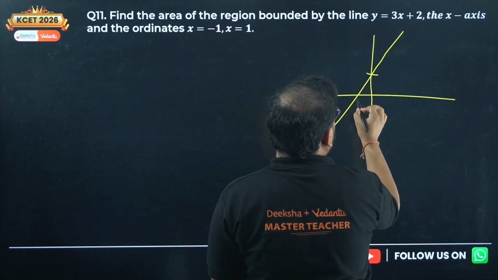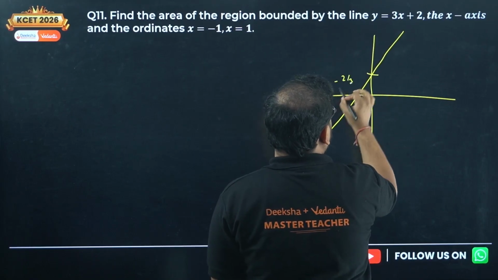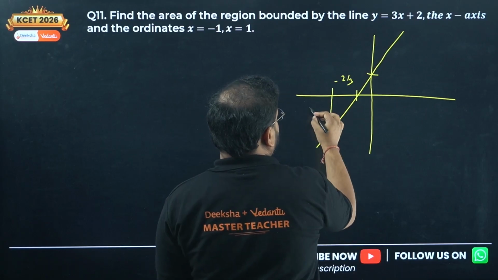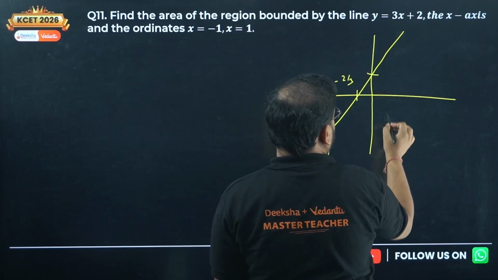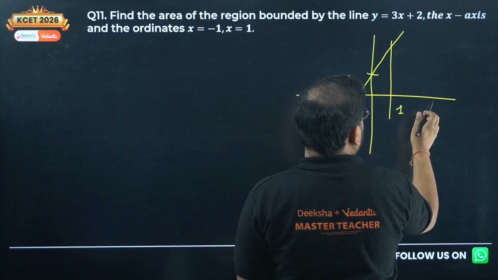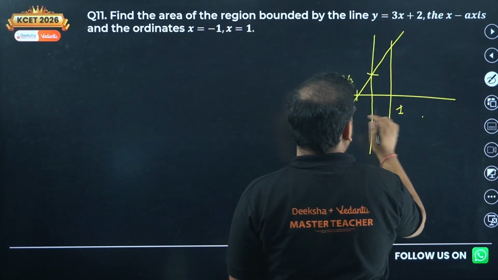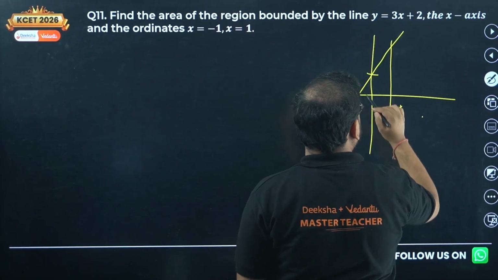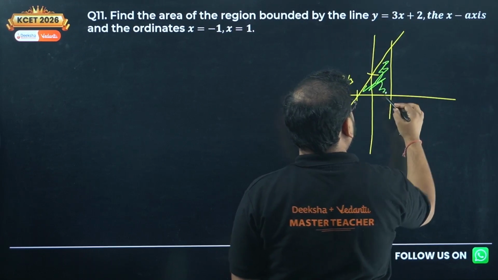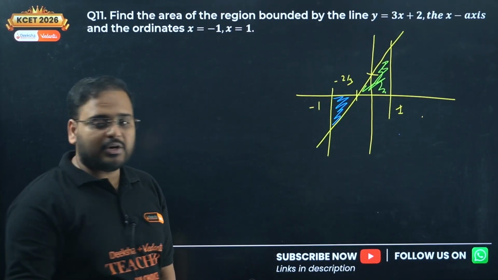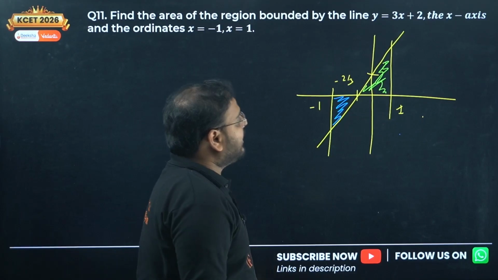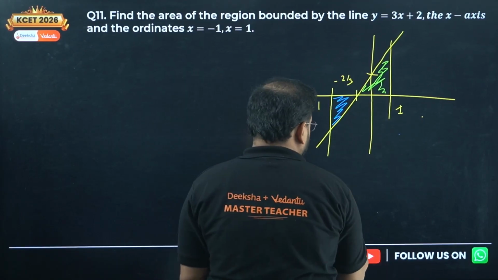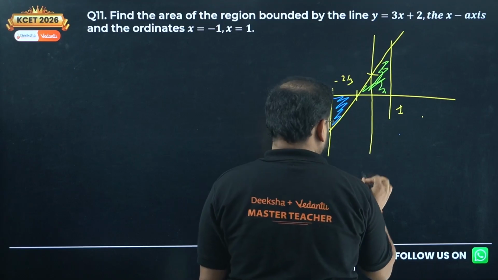When y is 0, x is going to be minus 2 by 3. And I want from minus 1 to 1. So this is minus 1, let's say, and this is going to be plus 1. So my area under consideration will be this one. This area is negative area, and this area right here is the positive area. Means minus 1 to minus 2 by 3, and minus 2 by 3 to 1 are the two parts.